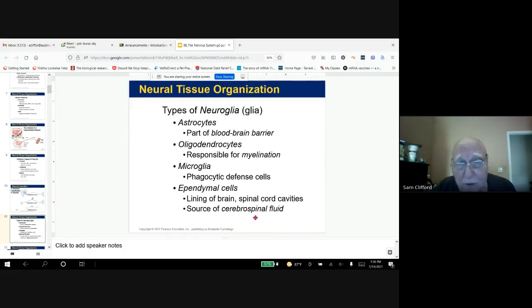What are the types of neuroglial cells? So we have star cells, astrocytes, oligodendrocytes, which means few branches, microglia, which means small glue, and ependymal cells, which line the cavities of the brain where the cerebrospinal fluid is circulated in the brain.